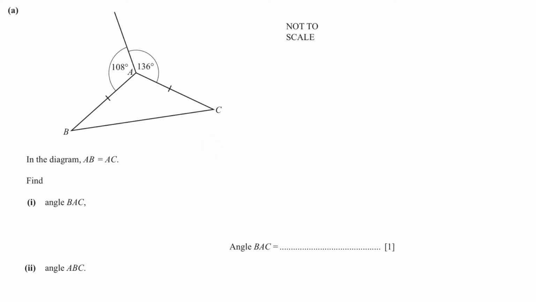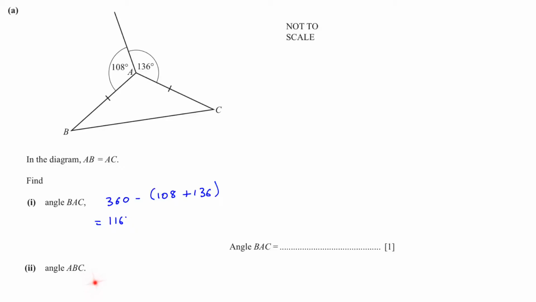This is an angle question, and AB is equal to AC. Find angle BAC. BAC, we need to find this angle. This is angle at a point. Angle at a point equals 360 degrees. So when you add all these three angles, it will equal 360 degrees. Therefore, if you want to find BAC, we will subtract from 360 108 plus 136. That will give us 116.